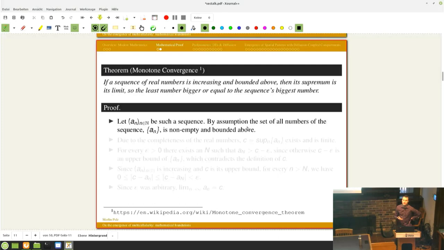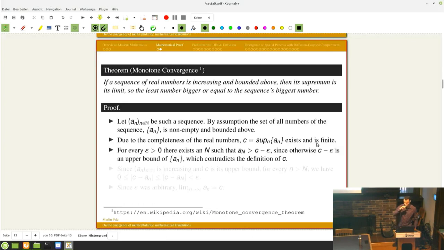Okay. So at first, we know this already, the a_n, right? Let this be such a sequence. It's non-empty, because it's increasing, and it's bounded above. Due to the completeness of our real numbers, what I just explained, this space is filled, and things are converging to certain things, right? But we are trying to prove that this is the case. There exists this supremum, and this is finite for our sequence because it's bounded above.